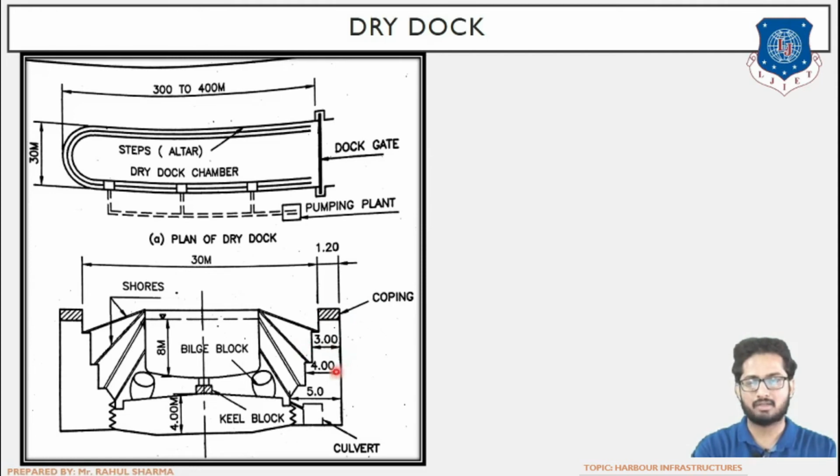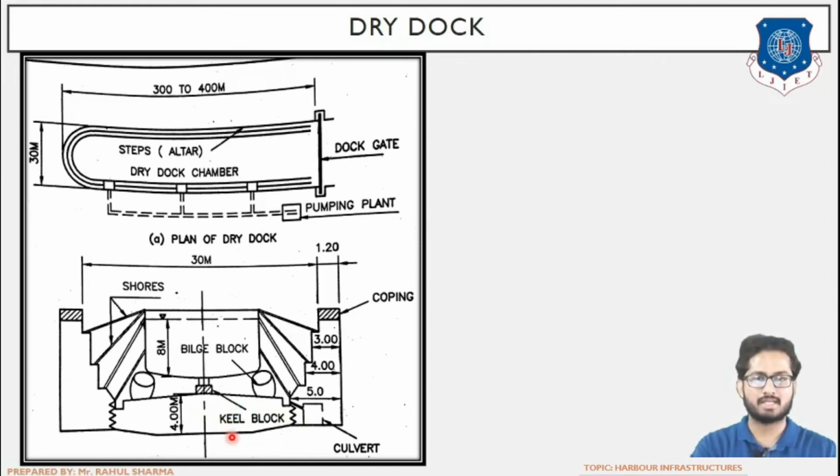Next, the width goes on increasing as we move from top to bottom in the steps. So from 1.2 to 3 to 4 to 5, which is the bottommost step. So that is on both the sides. The most important point here are keel block and bilge block. Keel block is that portion on which the keel of the ship shall rest.